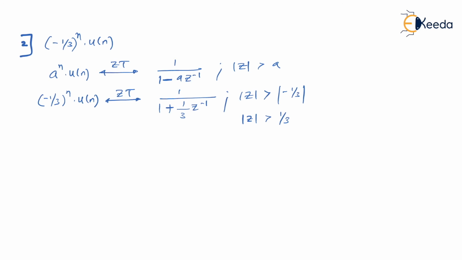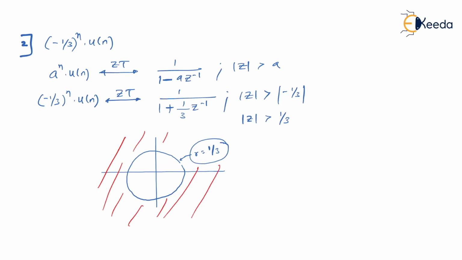And if I want to draw the ROC, it would be like this. So I'll draw a circle here, and you have to show the area which is outside the circle, am I right? Then this is your ROC. And nature of signal, again, since it is multiplied with u of n, of course it has to be causal and infinite length. One more thing, if I want to get a pole for this, how do we get a pole for this? I'll tell you.